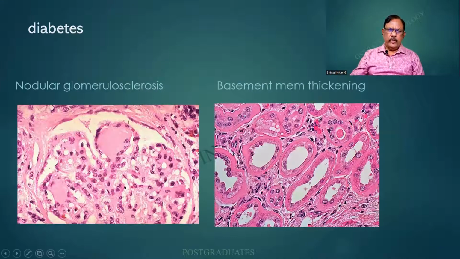Nodular, when it appears as a small nodule, so smaller than a segmental one. Basement membrane thickening. Any of the basement membranes, you find that there is thickening. In fact, the glomerular capillary basement membrane is also thickened in a case of diabetes, but in spite of which there is leakage, the patient will be having proteinuria, he will be having glycosuria. Why it is, you people shall read up.